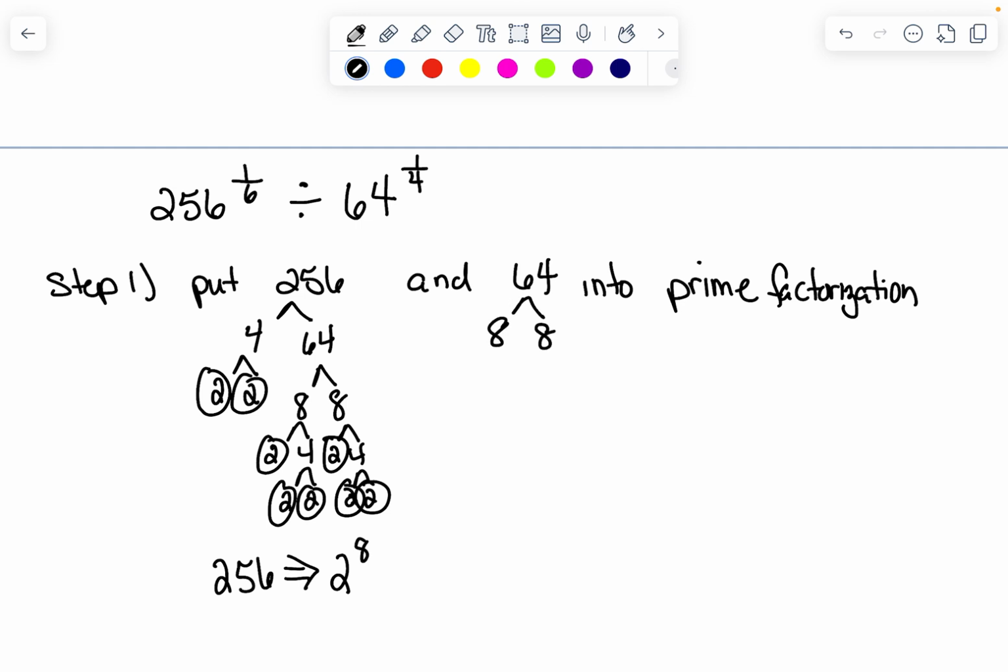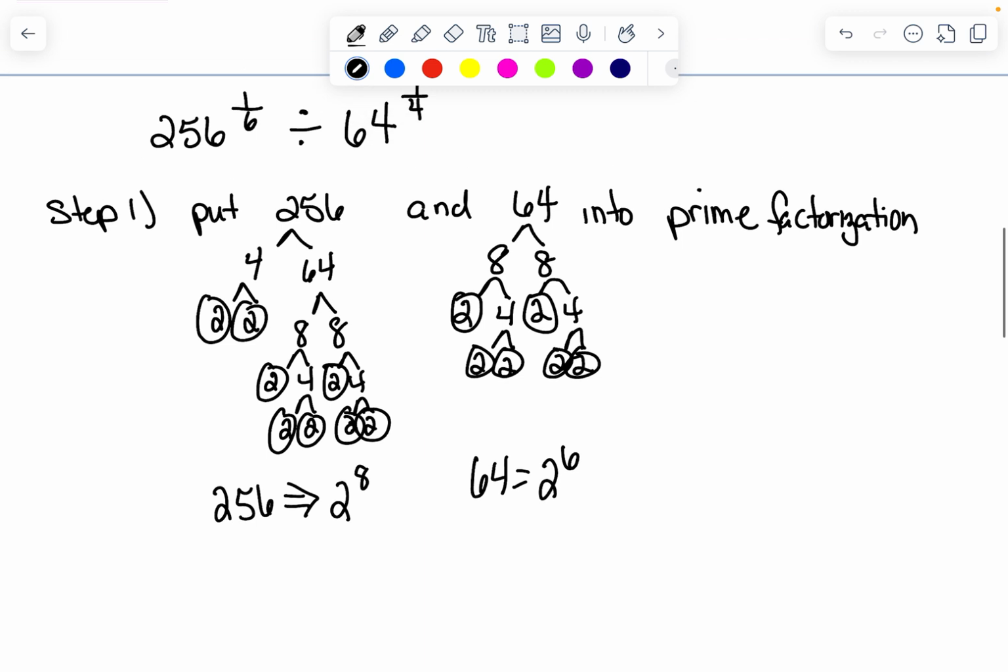Now we're going to use the 64 side again, and we're going to say that is 8 times 8. And we're going to say those break down to 2 and 4, and then 2 and 2. And here it is 2 and 4, and then 2 and 2. So we'll circle those. And we see that 64 is equal to, don't forget that one, 1, 2, 3, 4, 5, 6, 2 to the 6th.